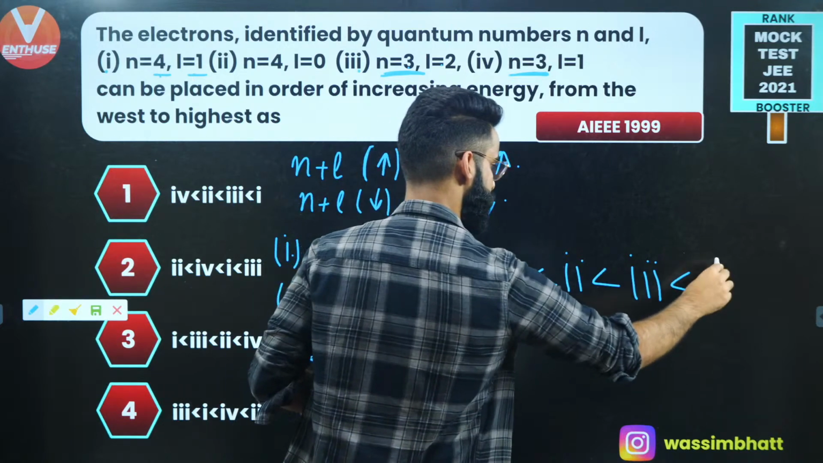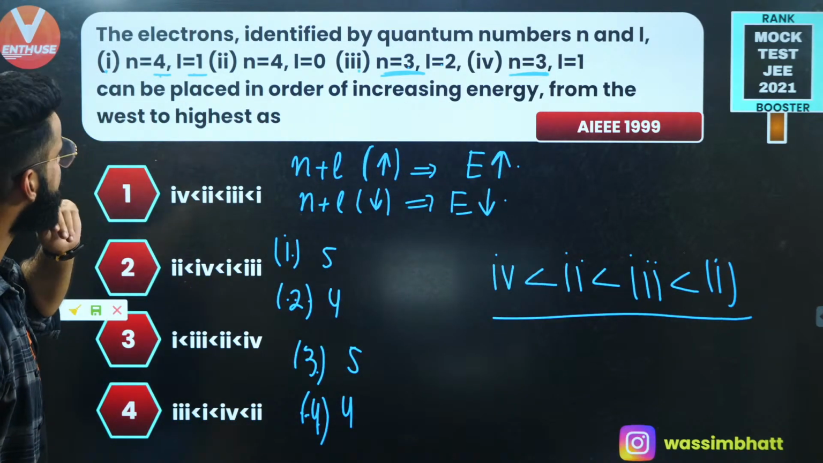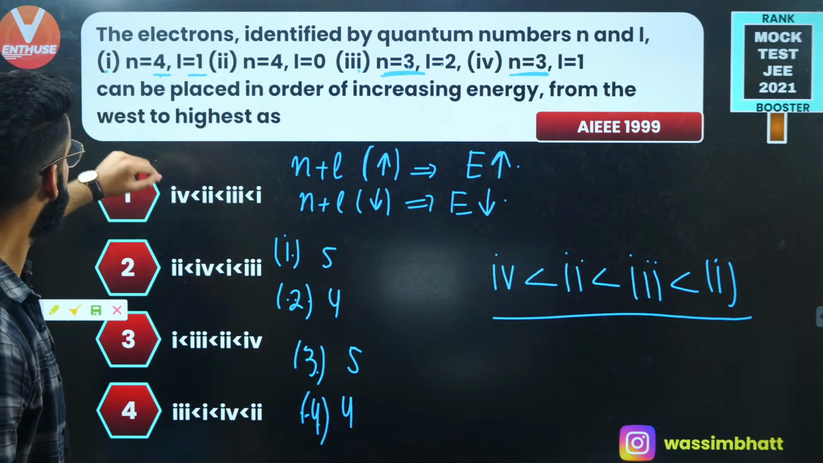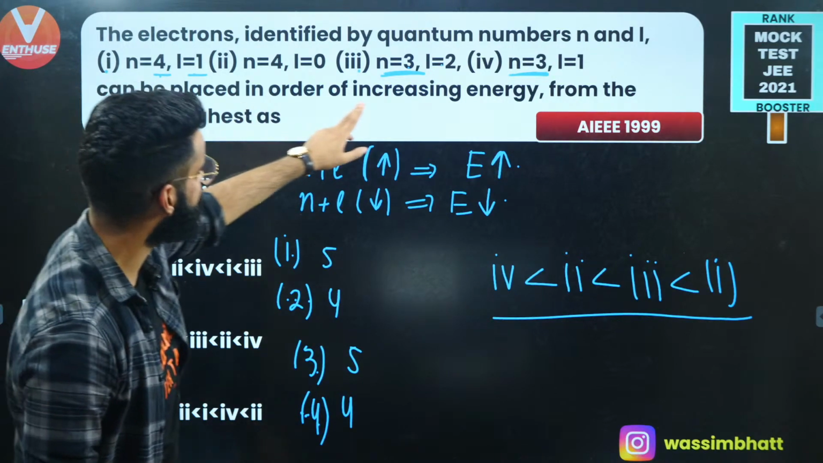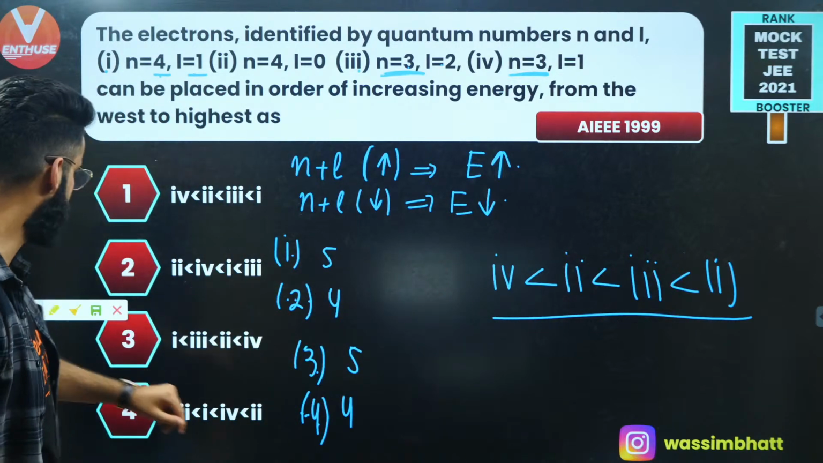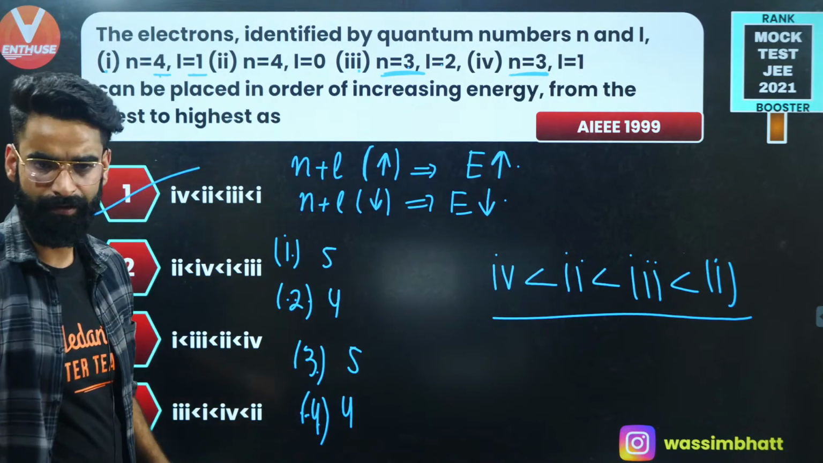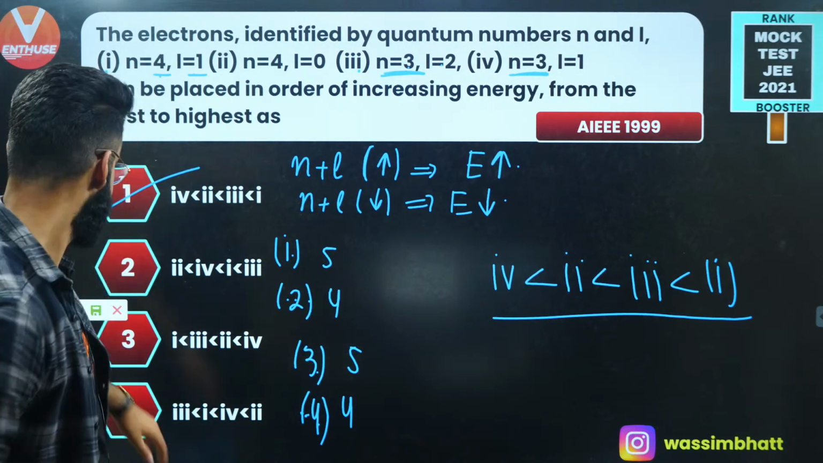So 3 is going to have less energy than the first. Am I supposed to talk about increasing order or decreasing order? Arrange the following on the basis of their increasing energies. Okay, this is the increasing order of the energies: 4, 2, 3, 1. First one only, yeah? Very, very simple question, correct?